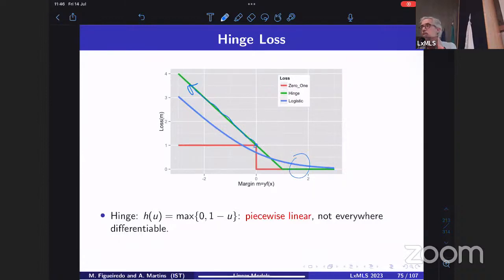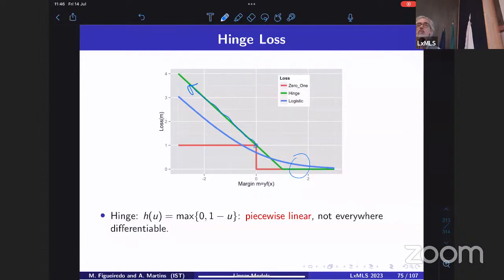Whereas the logistic regression loss, the logistic loss, even for points that are correctly classified, will still try to push them even further away from the boundary, because it always gets something by moving to the right. The other one does not. It doesn't care. As long as a point is more than one away from the boundary on the right side, it can be anywhere. It doesn't matter. Okay. And the red line is the 0-1 loss.